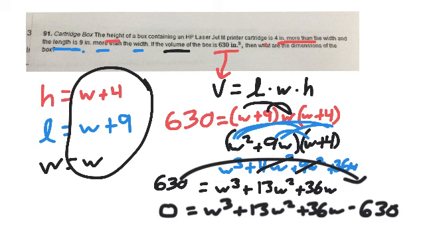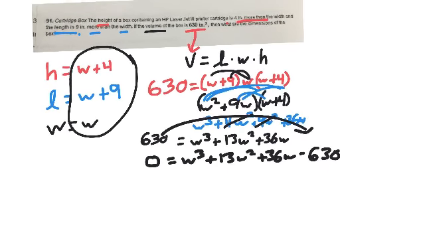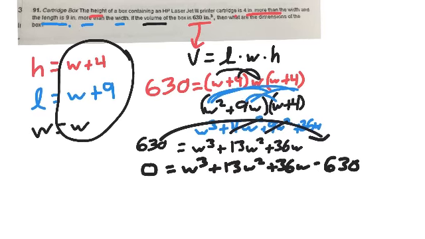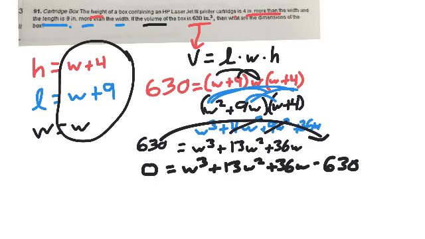So now I want to know what W is. We could try to factor that by grouping, but that is not going to work. Okay, so that's kind of mean of them to throw this in right now. I need to find what value for W will give me a value of 0 in the end. So I could use synthetic division.